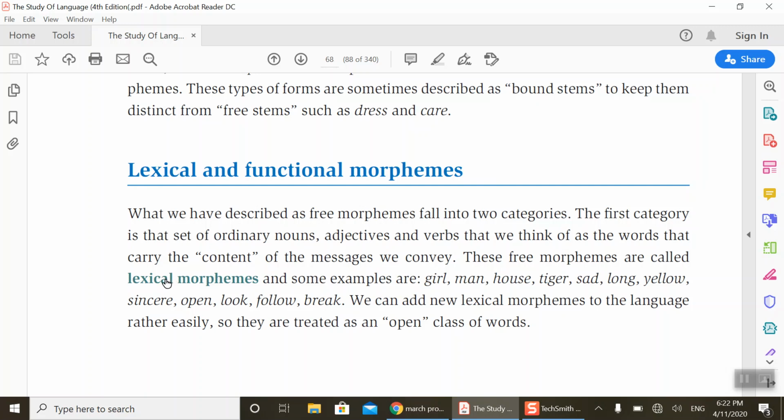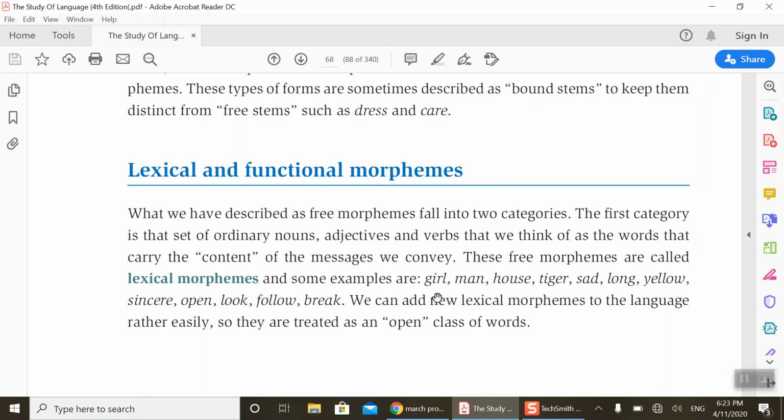From its name, lexical, when we say lexical, it has meaning. So what are lexical morphemes? Lexical morphemes refer to a set of ordinary nouns, adjectives, and verbs that carry the content of the messages, that carry the meaning, the content of the messages we convey to people when we speak with other people.